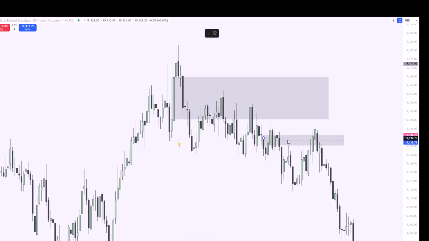So let me remove that. The volume imbalance is essentially the only range that was not balanced here. And then price returns to it, balances the volume imbalance out, and then it displaces down. So you can enter on this second displacement.